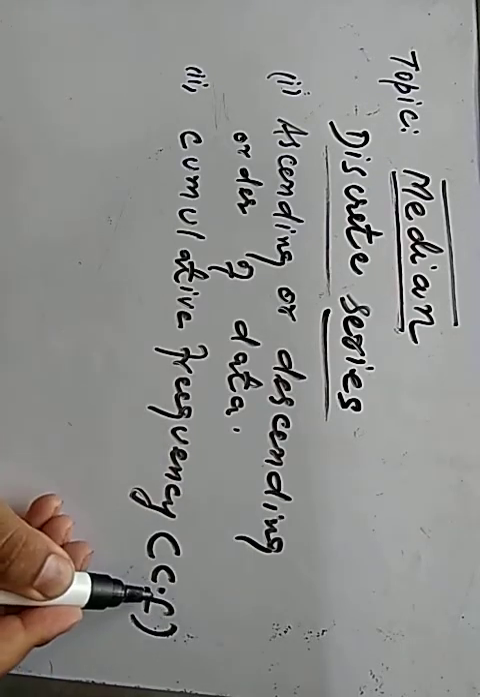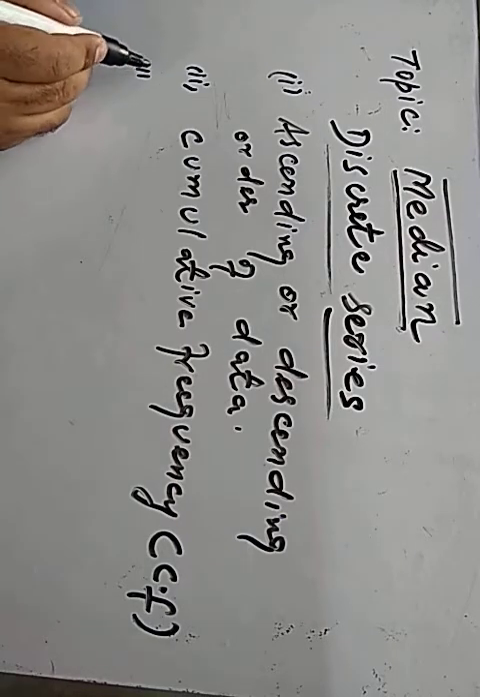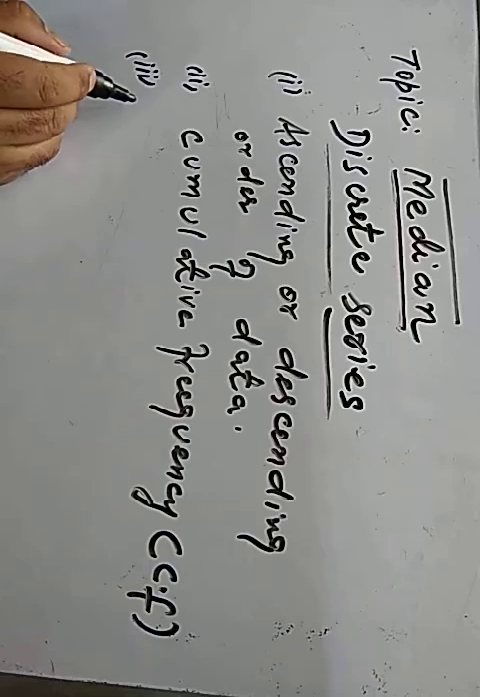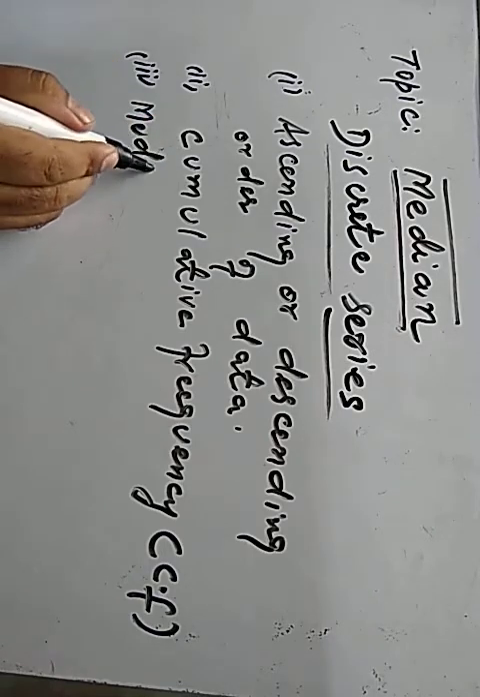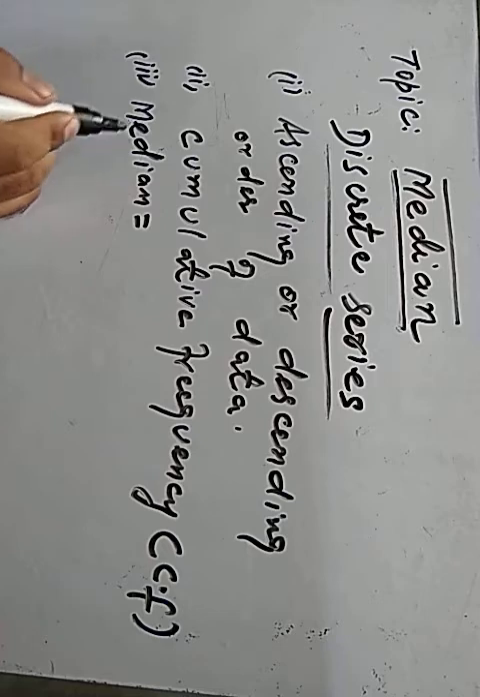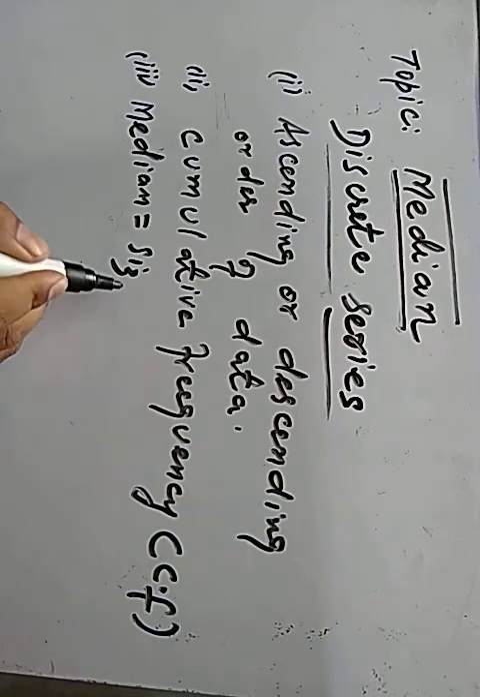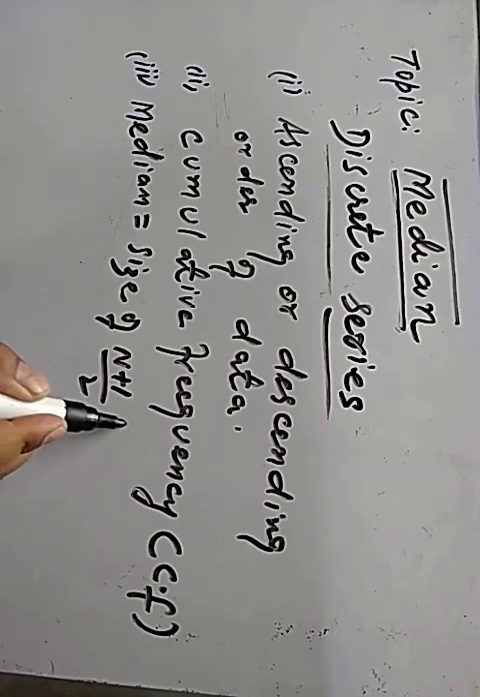CF, in short we write it as CF, cumulative frequency. And in third step we have to apply the formula of median, which is equal to size of (n plus 1) divided by 2th item.